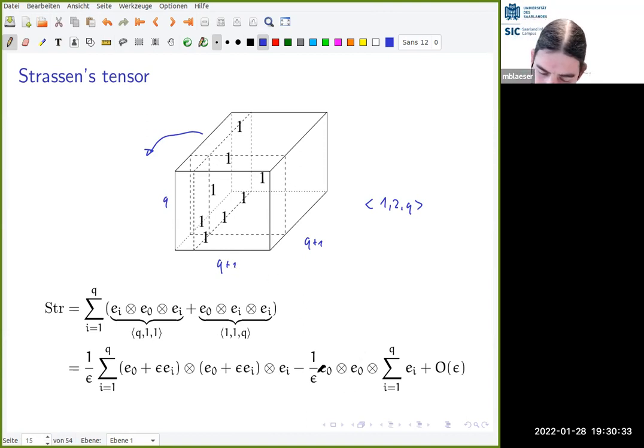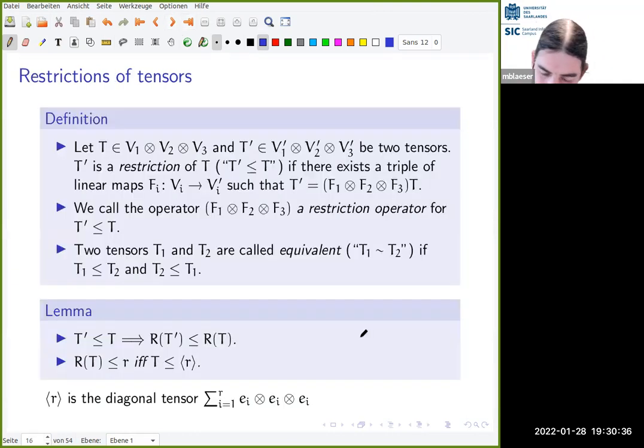But unfortunately, it's not a matrix multiplication tensor at all, and this is where we now need to work. And before we do that, maybe I should briefly introduce restrictions. Essentially, when I have two tensors, T prime is a restriction of T if there are linear maps from the ambient spaces V1 to V1 prime, V2 to V2 prime, and V3 to V3 prime, such that when I apply the tensor product of these three maps to T, I get T prime.